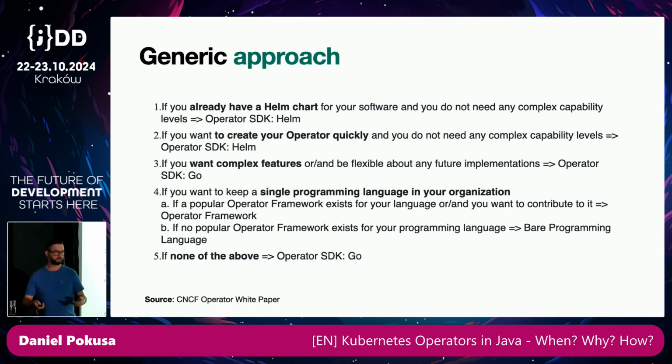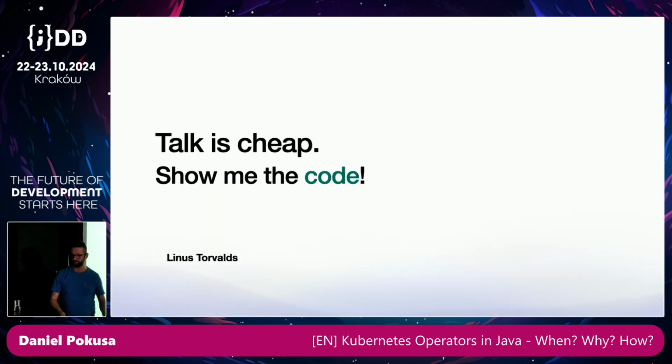So the generic approach will be this. If you have a Helm chart in your company, just use Helm if you don't need anything specific. If you want to create your operator quickly, just use Helm. If you want complex features, then use Operator SDK Go. Unless you want to keep a single programming language, or you want to stick to a particular language, then use Java. And if not, then use whatever. And if nothing in the above, go with Go. Yeah. And this is the official CNCF operator white paper, on how to proceed with operators.